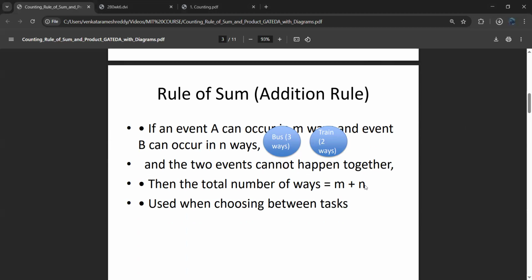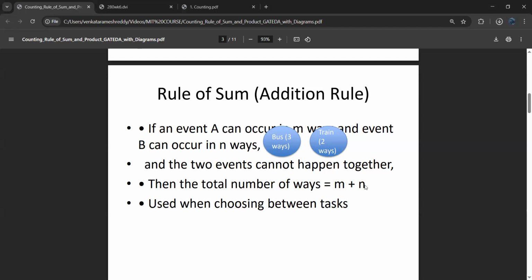Suppose there are two events, A and B. If event A can occur in m ways and another event B can occur in n ways, but these two events cannot happen together, so either A will occur or B will occur, but both will not occur together, then the total number of ways is equal to m plus n. So we add those two events.